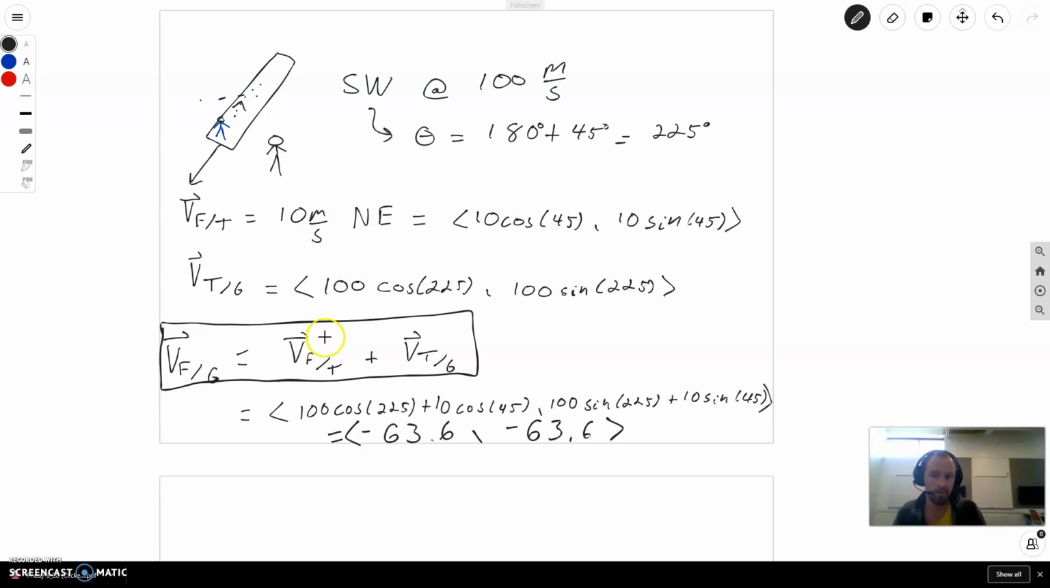You just have to be really careful. Maybe something is moving in the negative direction, or maybe something is moving in some weird direction. But this general formula is kind of your best friend and your way to go for relative velocity problems.